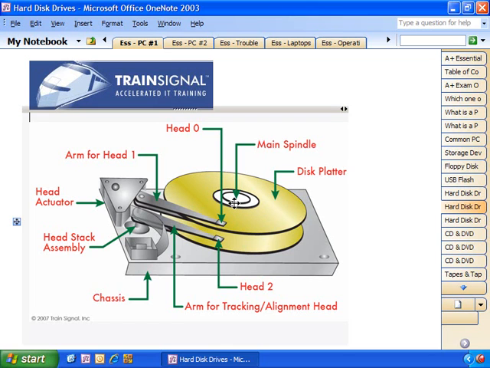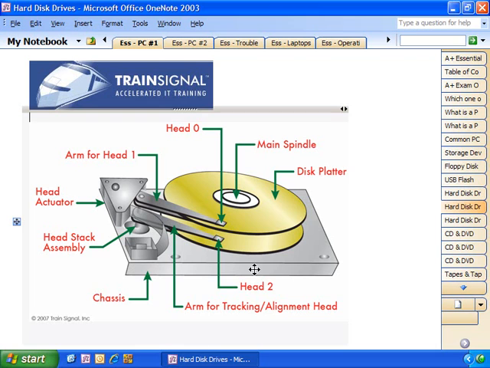So here's the main spindle that all these platters are on. There's multiple heads. These heads are what are reading the magnetic platter. So think of those heads kind of like the old record player. But these aren't analog devices like the old record player was.